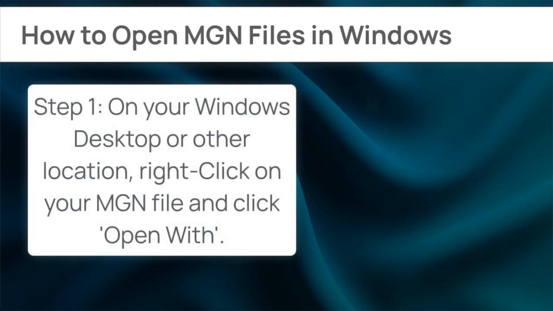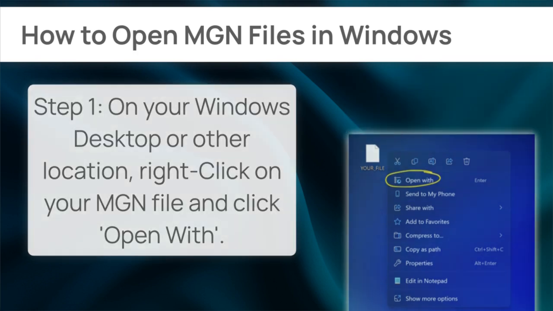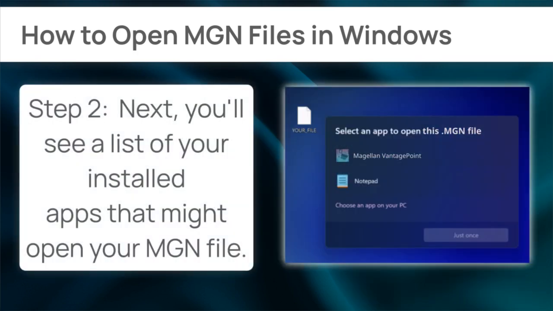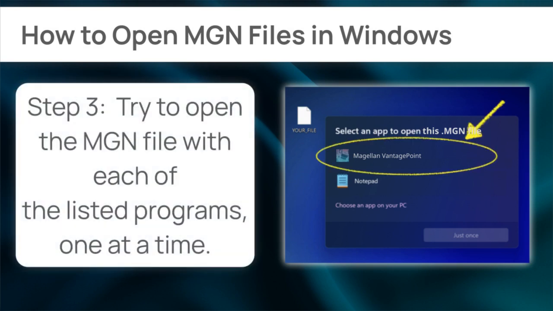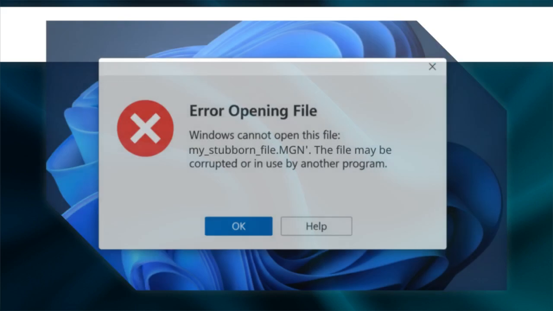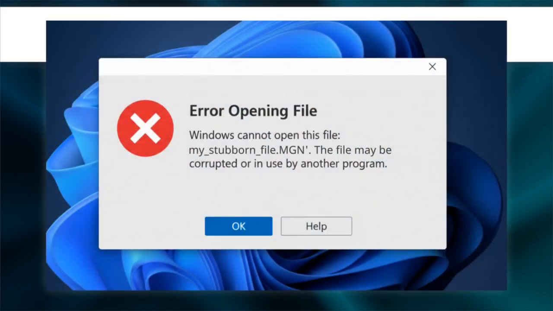To ensure maximum compatibility, right-click the MGN file and click Open With. Test Magellan VantagePoint if it appears. If not, choose another program. We are finding the specific software hook. If you are still having trouble opening the MGN file, do not worry.